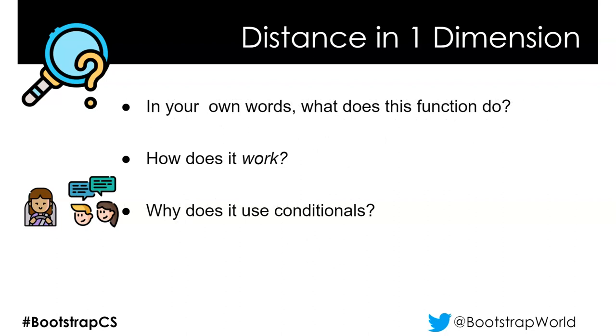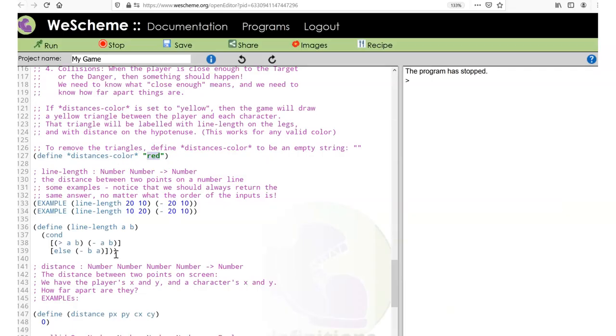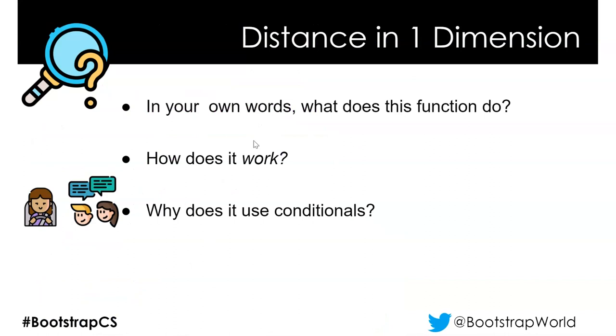All right, so stop right now just for a second and talk to your partner. Make sure you answer these questions: what this function does, and you can go and look at it in your game, the line length function. What does it do? How does it work? And why is there a conditional in it? Why is that cond function in it? So stop for just a second and talk to your partner about that.